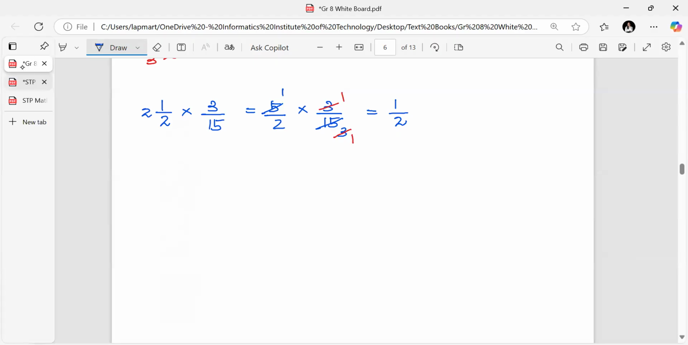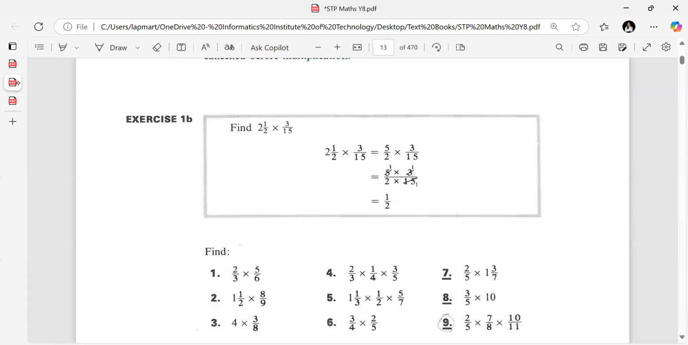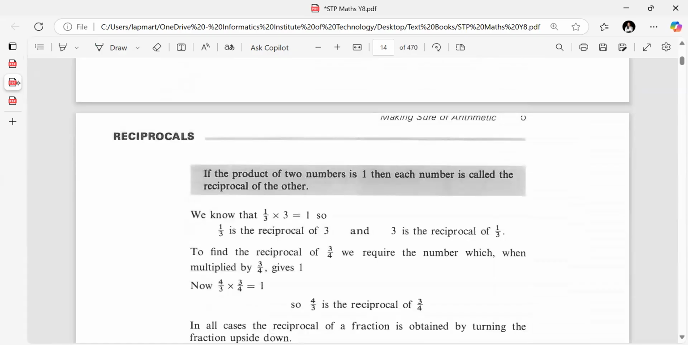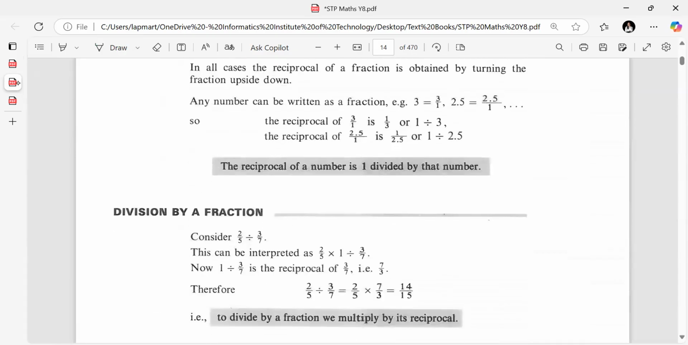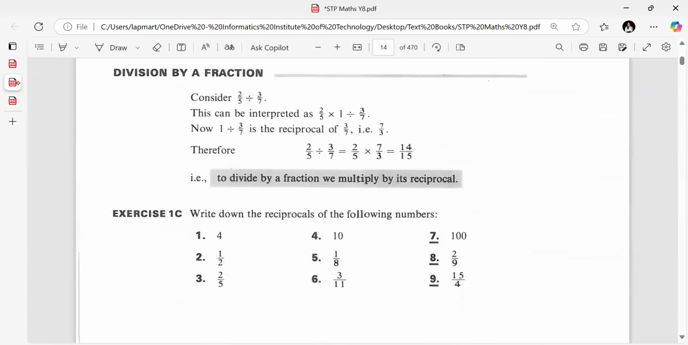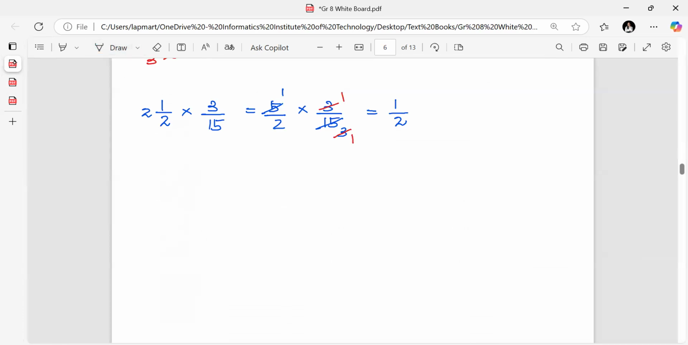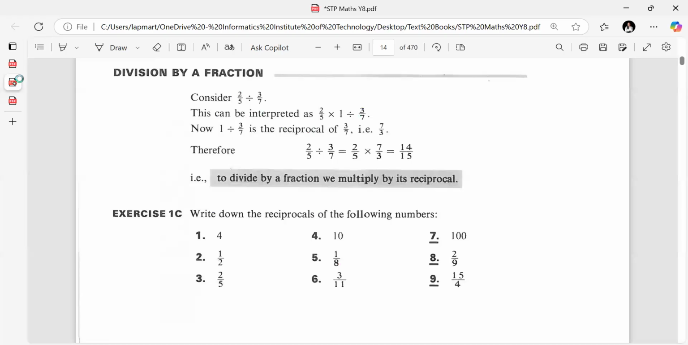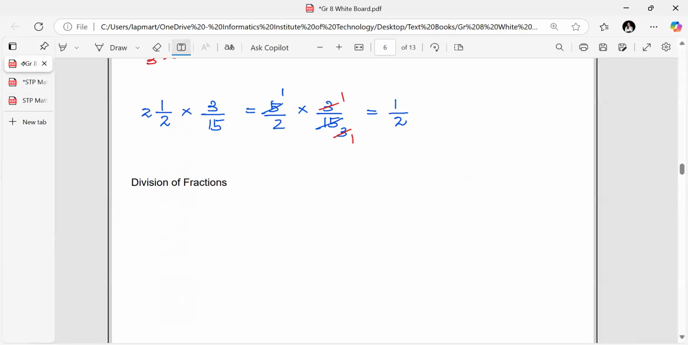So then I'll take another example. We'll see whether they have given something else. No. So then we are moving to the division. So children, we will first write the topic, division of fractions, right? Let's say you have 2 over 5 divided by 3 over 7.